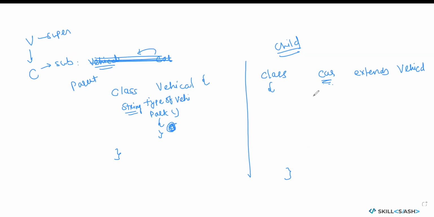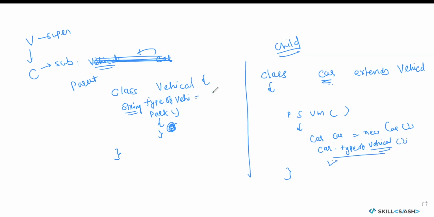In which way? Let's say I'm creating a car object in public static void main, and in that I'm not writing everything. Let's say in public static void main I'm creating my object as car equals new Car. And if I do something like System.out.println car dot type of vehicle, it will be printed. Let's say by default type of vehicle is sedan, which can be printed over here. That means I can use the methods and variables in my subclass.